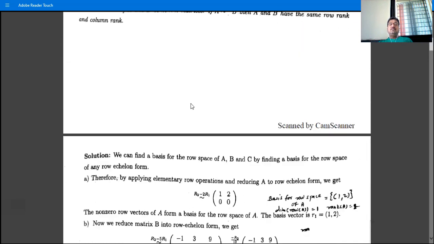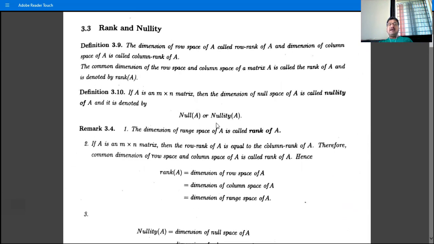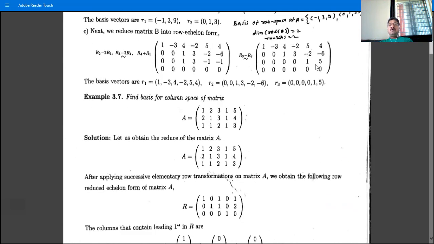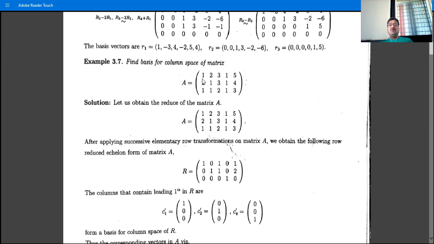So in order to find the rank, just reduce the matrix to echelon form or row echelon form, and the number of non-zero rows is the rank. Form each non-zero row as one vector, and that is, the non-zero rows in echelon form form the basis for the row space of that matrix. So the next example is find the basis for column space of a matrix.